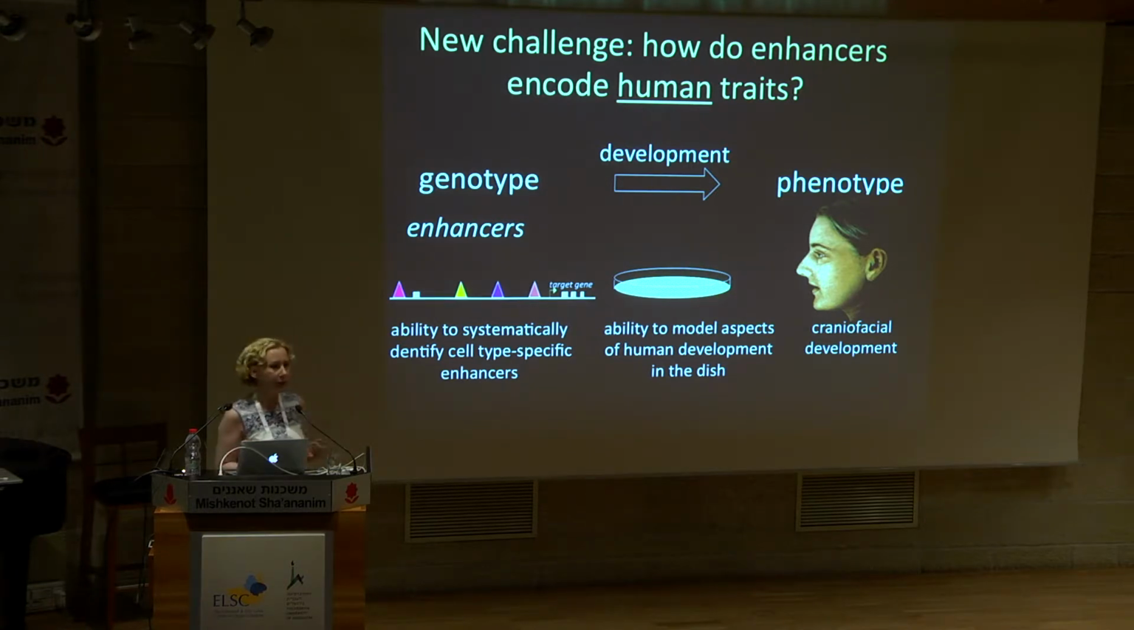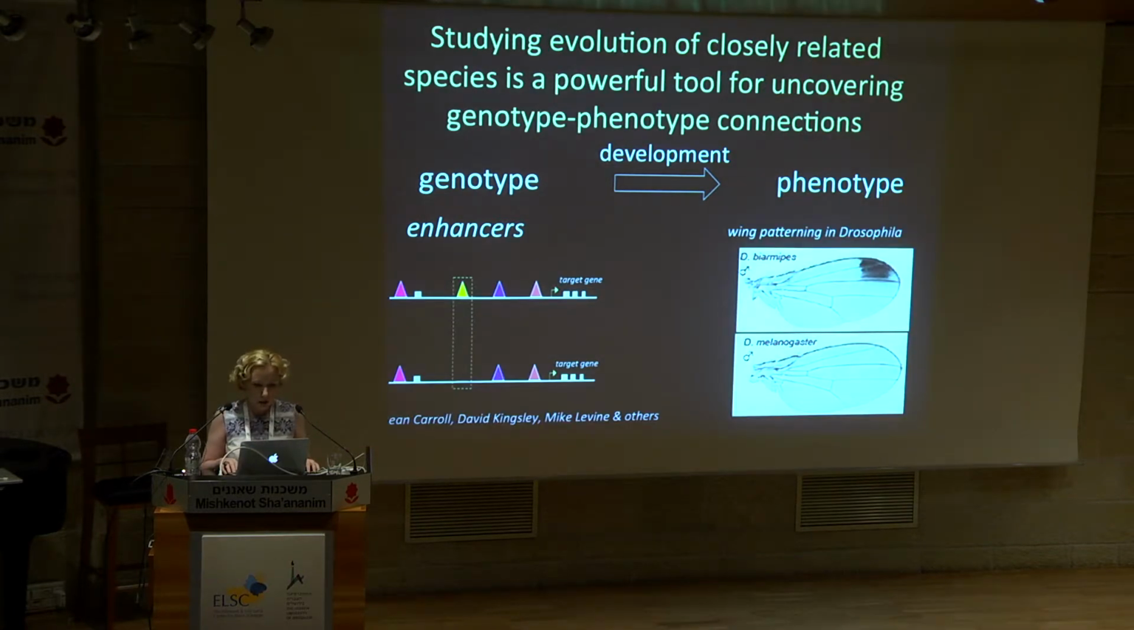And one of the phenotypes that we are really interested in is the human face. And we've also been very inspired by the Evo-Devo work, showing that studying evolution of closely related species can be a very powerful tool for uncovering genotype to phenotype connections. So work from labs like Sean Carroll or David Kingsley unequivocally demonstrated that change in enhancer sequence can drive change in phenotypes such as wing patterning in Drosophila or skeletal changes in stickleback fish.